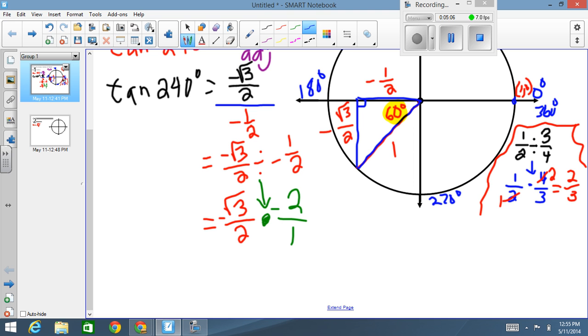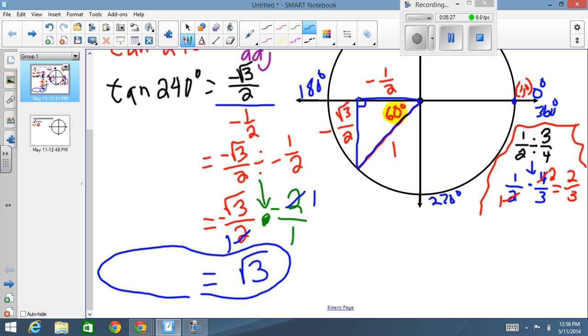Now that I've done that, let's do a little reducing. 2 goes into 2 once, 2 goes into 2 once. And when I multiply straight across, in the numerator I have negative square root of 3 times negative 1. That's a positive square root of 3. The denominator is 1 times 1, which is just 1. So the tangent of 240 degrees is equal to radical 3.